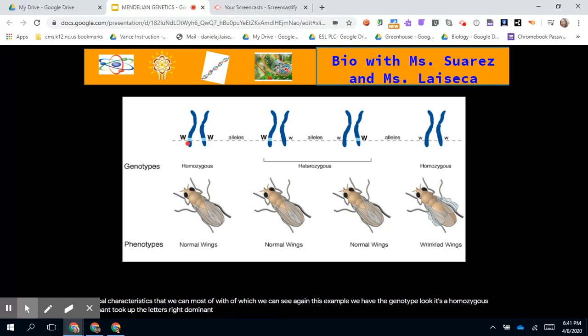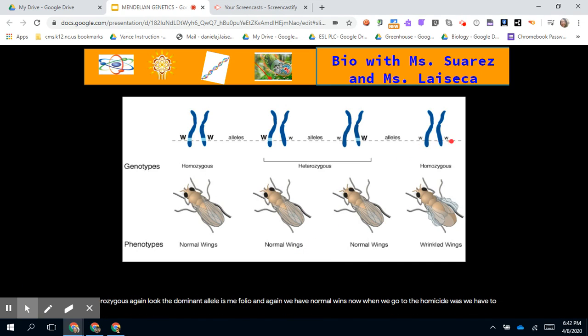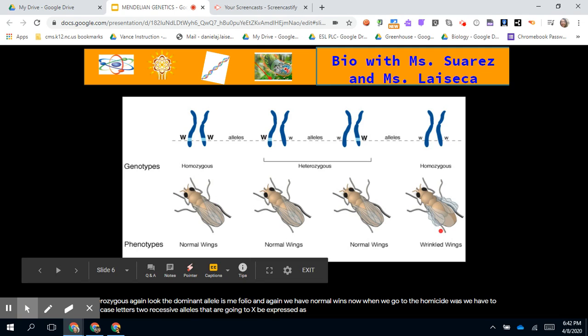Dominant allele here, and that's going to be expressed as a normal wing in this fruit fly. Then we have a heterozygous. Again, look, the dominant allele is masking, hiding the recessive allele, and again we have normal wings. Now when we go to the homozygous recessive, we have two lowercase letters, two recessive alleles that are going to be expressed as wrinkled wings. Okay?